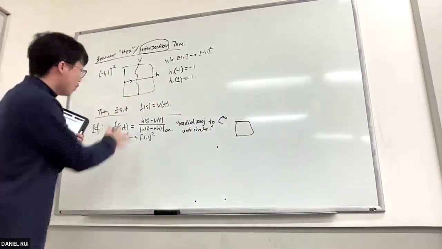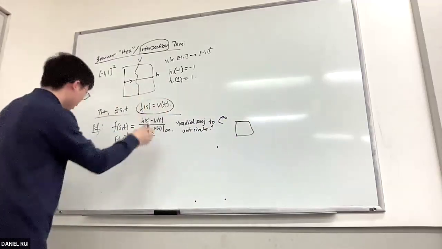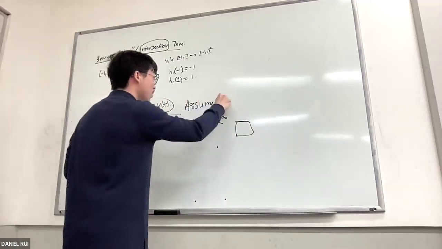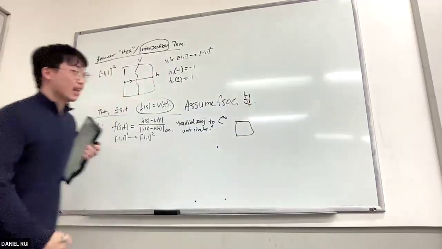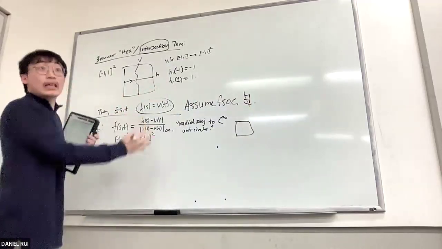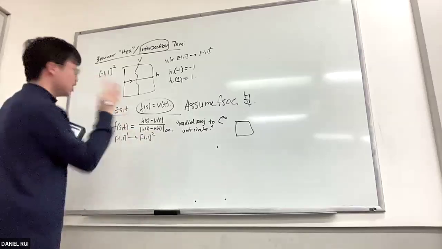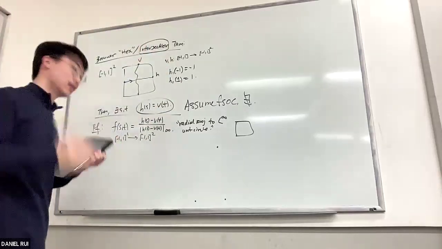Sorry, I forgot to say the magic words. Assume, for the sake of contradiction, this does not happen. Then H of S and V of T will never be equal. And so this thing, I'm not dividing by 0, and so this is well defined. And now I'm going to project it all to the edge of the square.